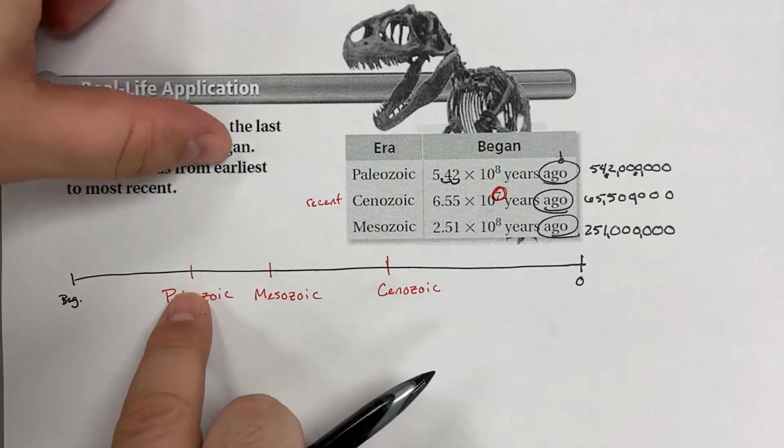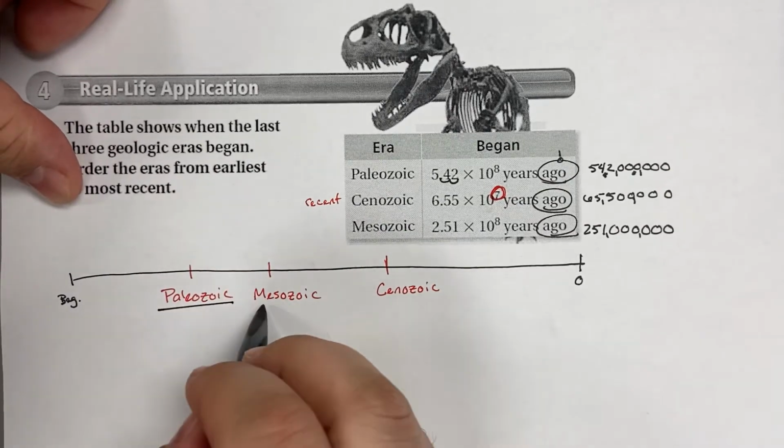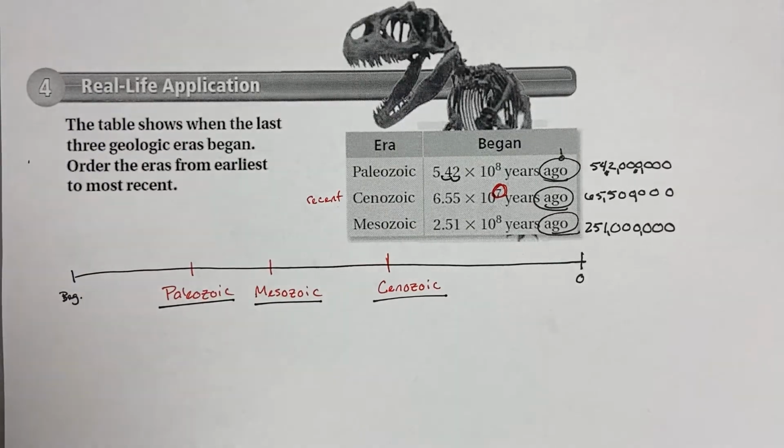So the order of the eras from the earliest to the most recent is going to be the Paleozoic, then the Mesozoic, and then the Cenozoic.